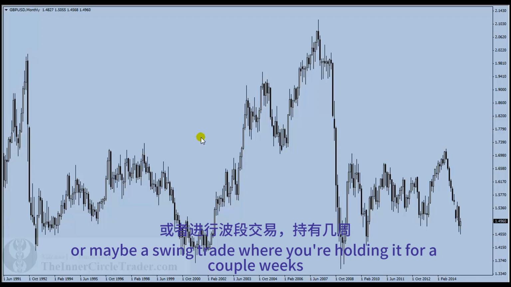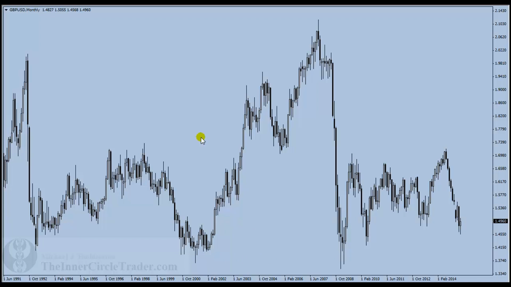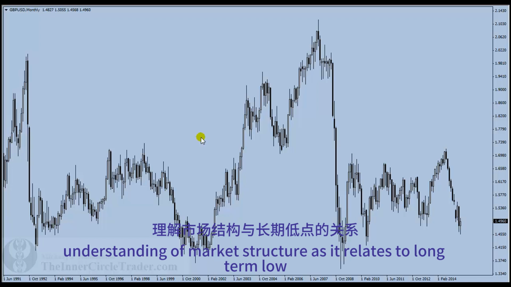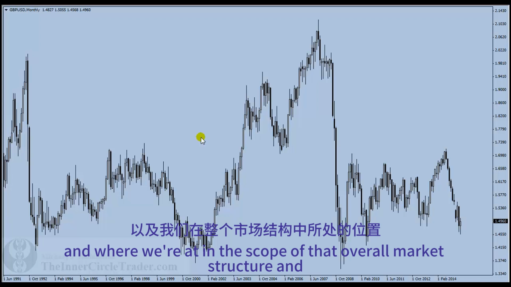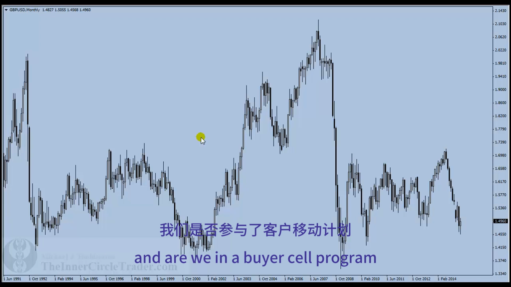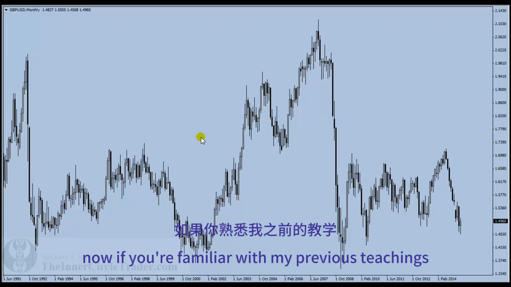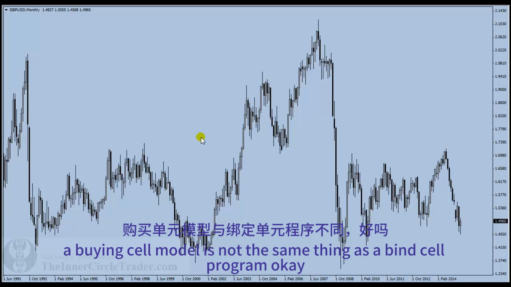Now, if you're familiar with my previous teachings, I'm not going to reiterate all those things here. A buy and sell model is not the same thing as a buy and sell program. I'll just tell you this: go back to my previous courses and teachings, where we use the moving averages, 18 and 40, and 9 and 18. When they're stacking up, you're in a buy program, and when they're stacking lower, you're in a sell program. The buy model is contingent upon you understanding the market maker buy or sell model.